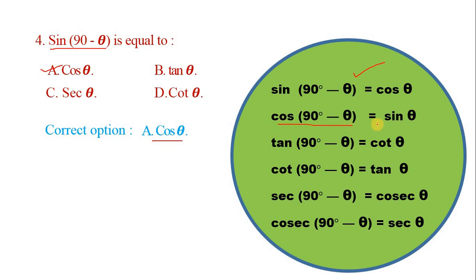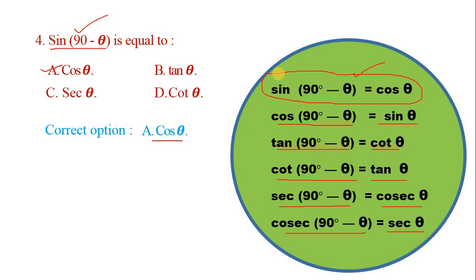Cos 90 minus theta is sin theta. Tan 90 minus theta is cot theta. Cot 90 minus theta is tan theta. Sec 90 minus theta is cosec theta. Cosec 90 minus theta is sec theta. So this problem is taken from the first one. For your board exam, they may take any one of these, so you have to go through this well.